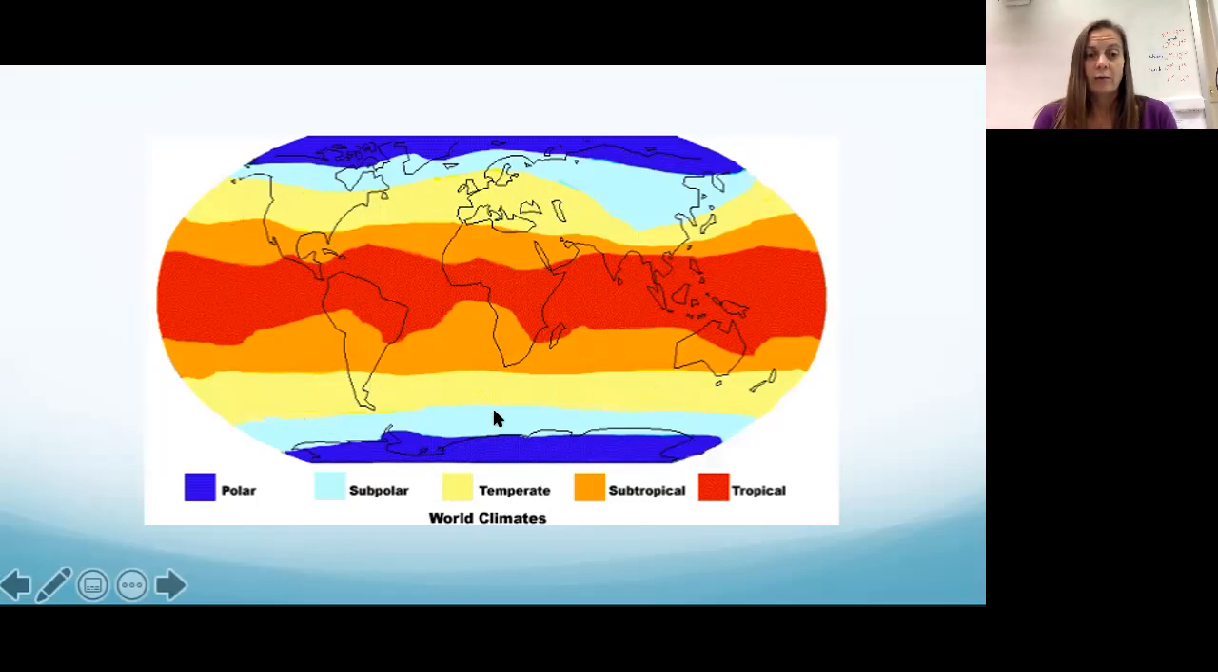Above that, we have subpolar. So this is near that 60 degrees north and south latitude. So here is where we find our taiga forests. And then above and below that, we have our polar climates. So there's where we have our tundra, very, very cold and very, very dry.